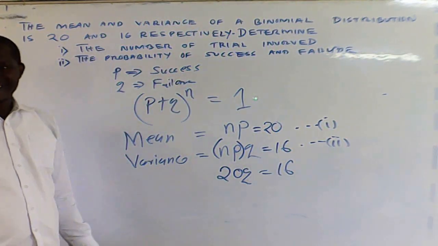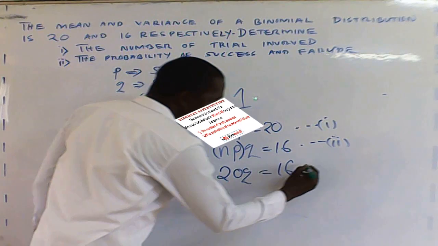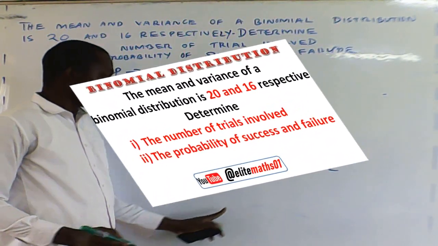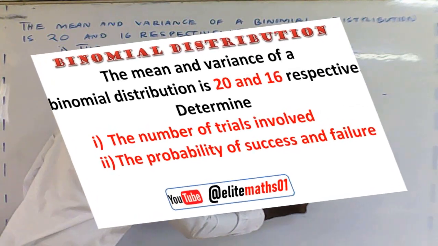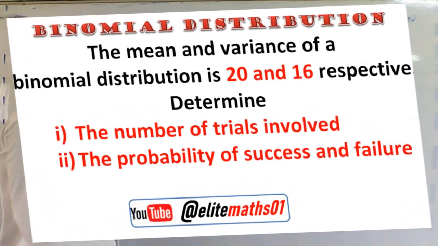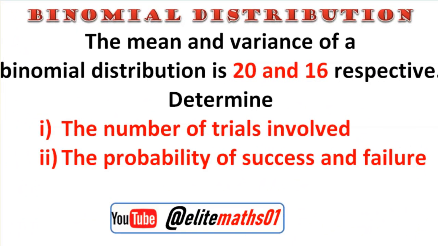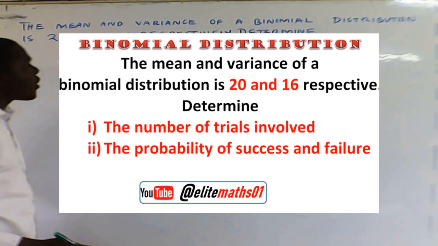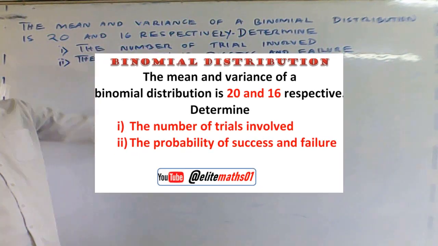16, isn't it? So what is Q? You divide both sides by 20 to get Q. The mean and variance of a binomial distribution is 20 and 16 respectively. Determine the number of trials involved and the probability of success and failure.